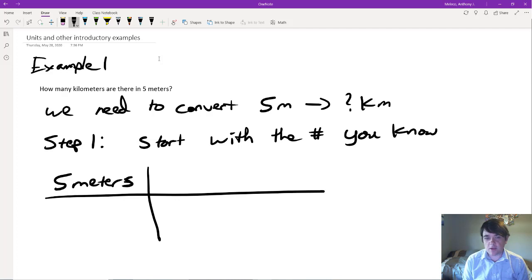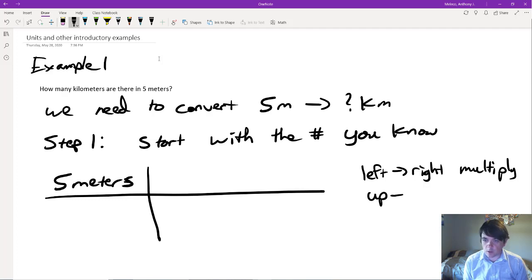And this right here, how this works, this grid system, is if you're going left to right, you multiply across, and up and down is division. So left to right is multiply, up down is divide. And our goal is to convert meters to kilometers.